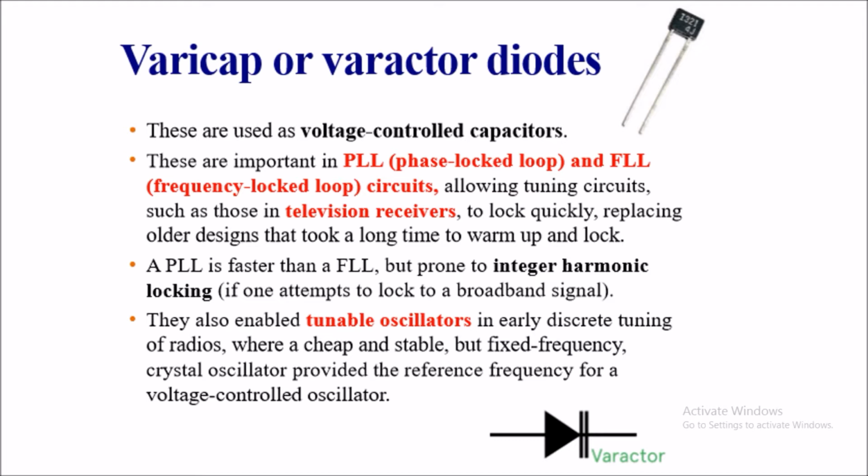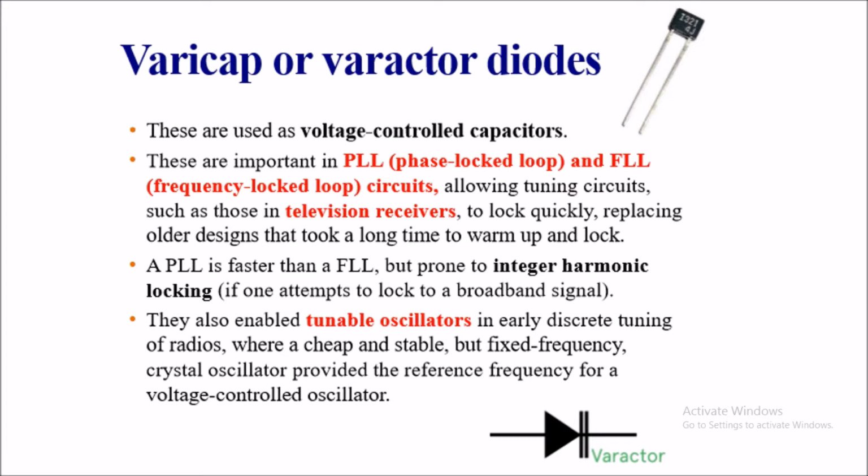all, to lock quickly, replacing older designs that took a long time to warm up and lock. So it worked quickly, preventing a long time for warming up. The PLL is faster than the FLL, but prone to integer harmonic locking. If one attempts to lock to a broadband signal. They also enabled tunable oscillators. So it's related to tuning systems and tuning circuits.